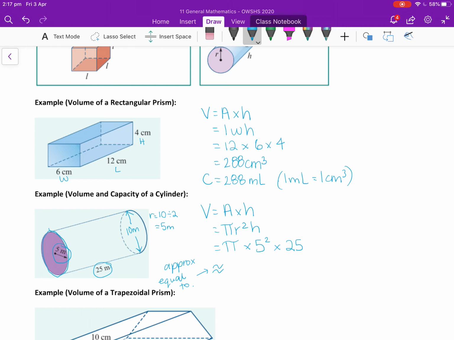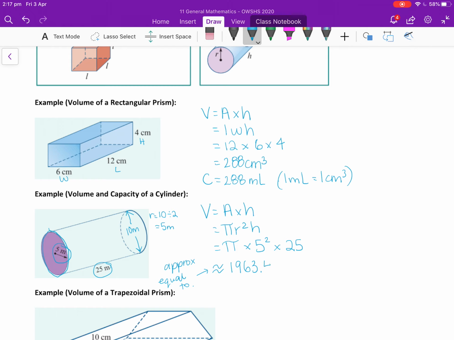Okay, so I'll put that in the calculator. We've got pi multiplied by 5 squared, and you can use your little x squared button on your calculator to do that, and then times 25. And that gives us 1,963 point. Now let's say we're going to 2 decimal places.